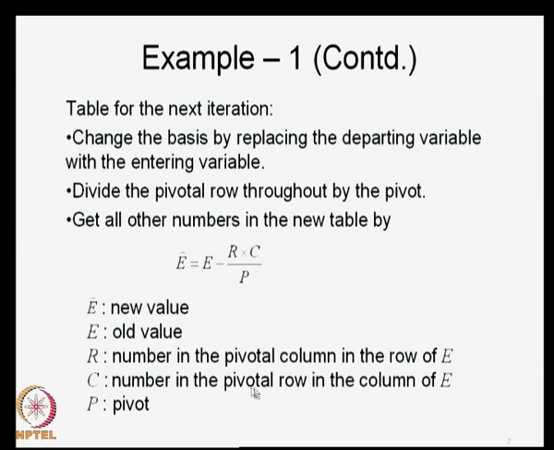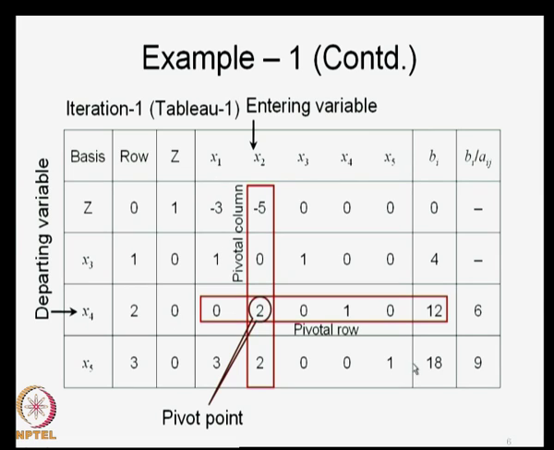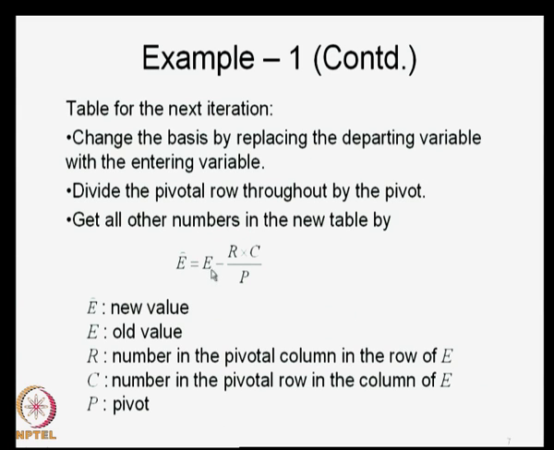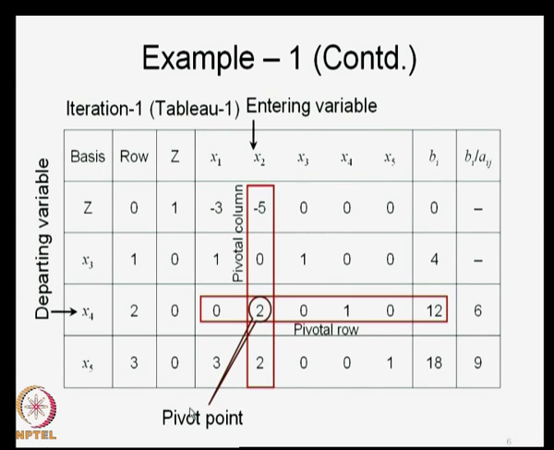Similarly, there is the number in the pivotal row in the column of E, which we denote as C. So, this is how we use it: the new number is the old number E minus R into C divided by P, where P is the pivot itself. Let us say I want to convert this number 0. So, 0 minus 5 into 12 divided by 2. This is how we convert.